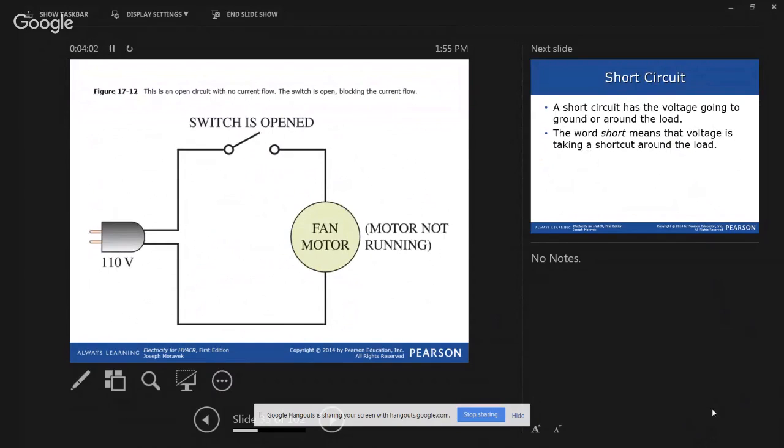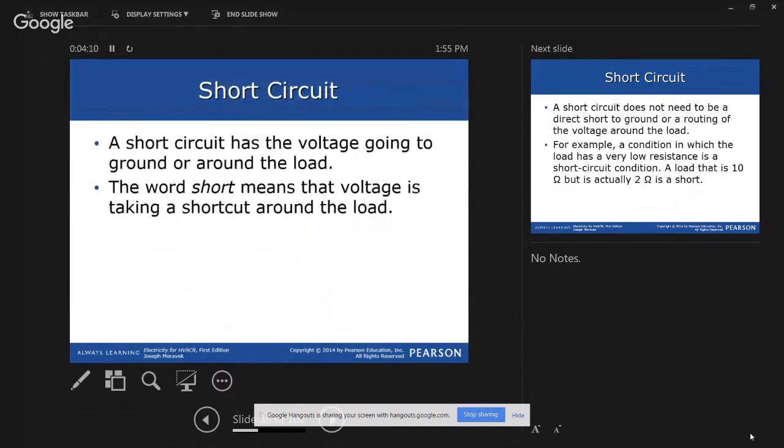Everybody's got some groundbreaking stuff to learn about. The switch being open means an open circuit? Okay, me neither. Short circuit.